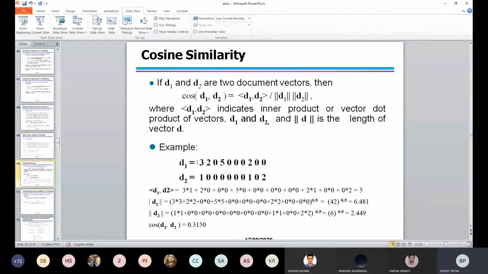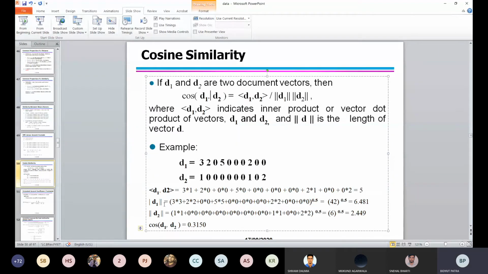Now you have a set of examples here. So let's say you have a set of values and you want to compute the similarity between two documents. Then what do you have to do? First you compute the dot product between D1 and D2. So you get 3 into 1 plus 2 into 1, with the other terms being 0. So you will get 5.